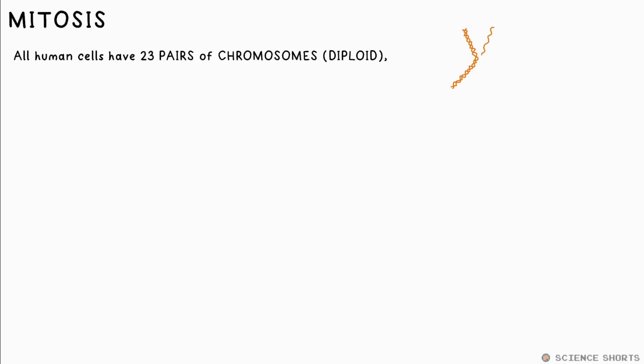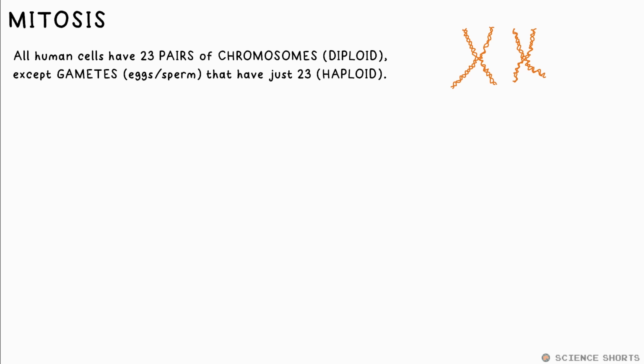Eukaryotic cell nuclei contain DNA, which is stored in several chromosomes. Humans have 23 pairs of these in every nucleus, so we call them diploid cells. That's not the case for gametes though, sperm and egg cells. They have just 23, not 23 pairs. They have half the amount, so therefore we call them haploid cells.